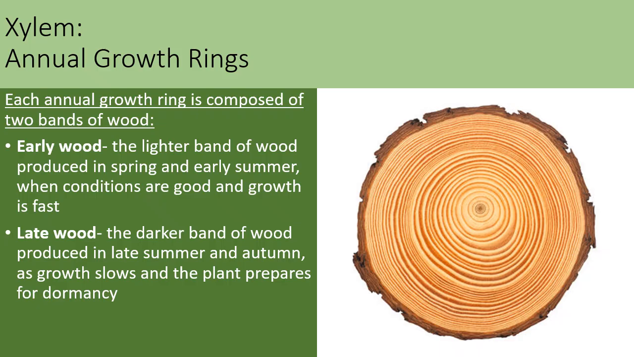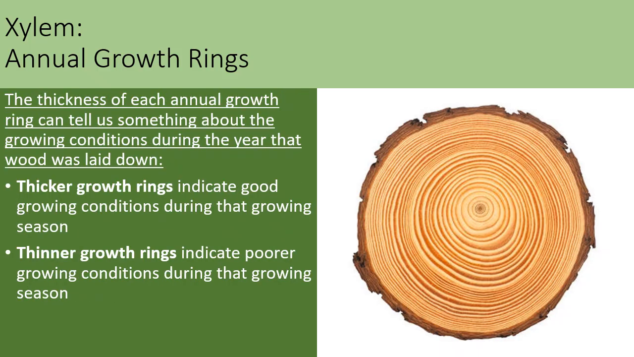So early wood is that pale, usually thicker band, not always, early in the year, and then the late wood is the darker band. And that just restarts every single year. We lay down early wood, then late wood, then dormancy. Early wood, late wood, then dormancy. And the thickness of each band can tell us something about the growing conditions in that year.